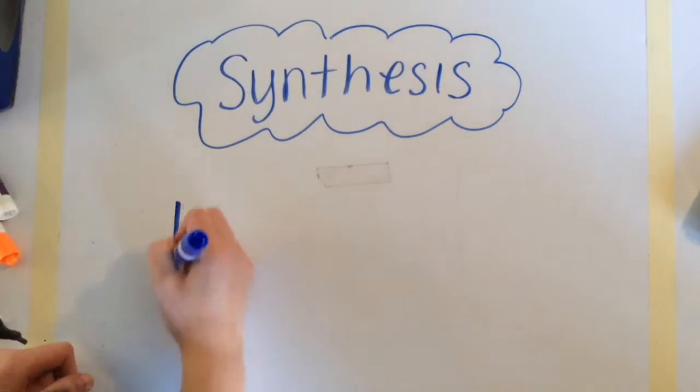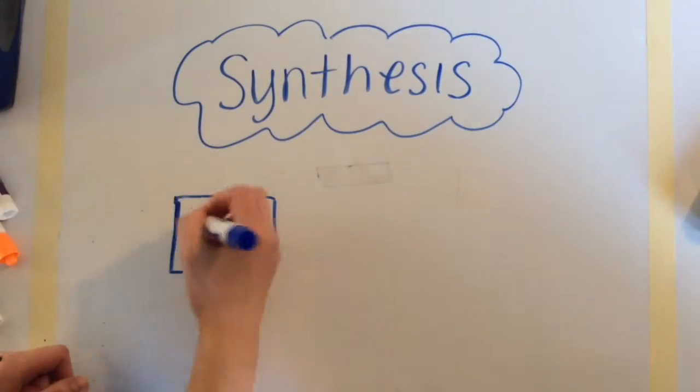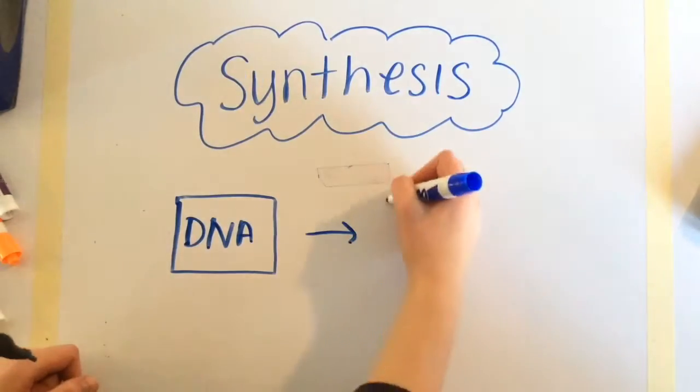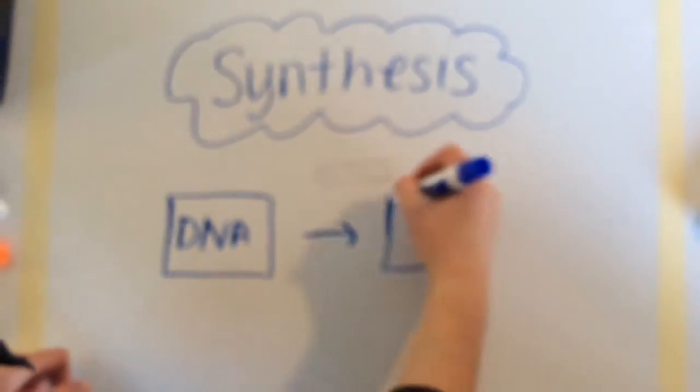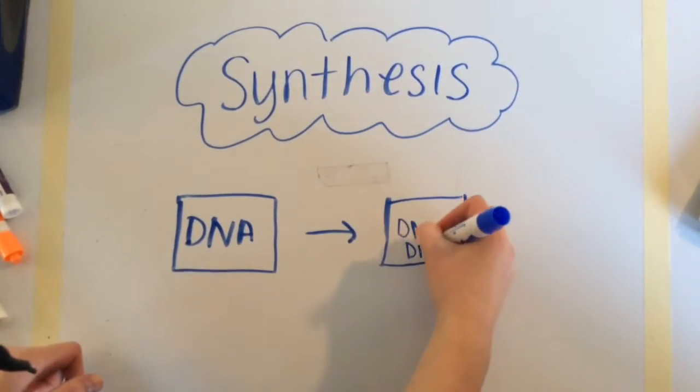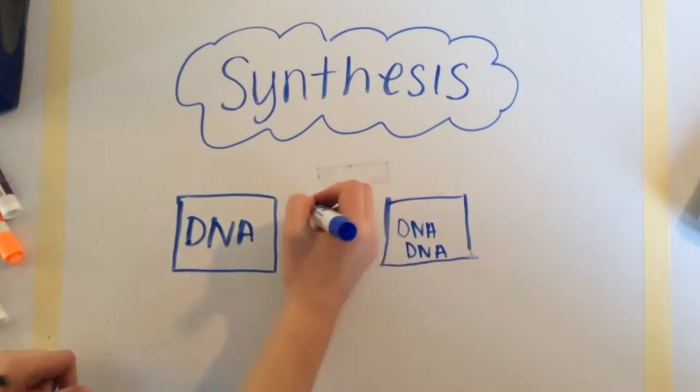Synthesis is the second stage of the cell cycle. The word synthesis means to combine parts and make a whole. During synthesis, a cell makes a copy of its DNA. DNA is in the nucleus of eukaryotic cells. By the end of the synthesis stage, there are 2 sets of identical DNA in the cell.